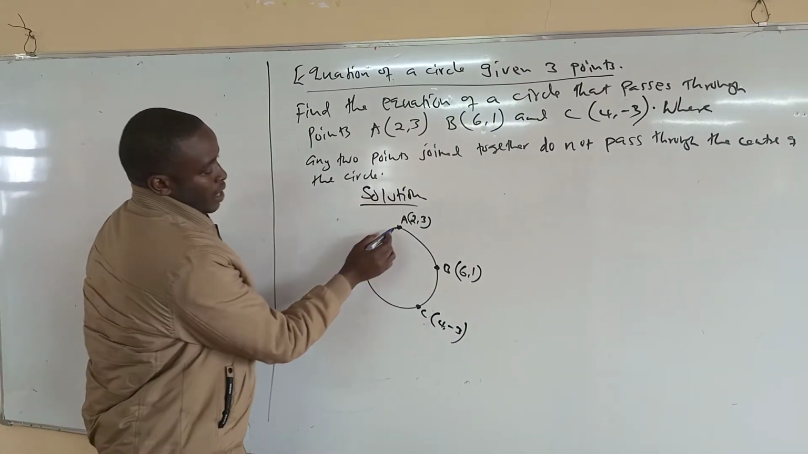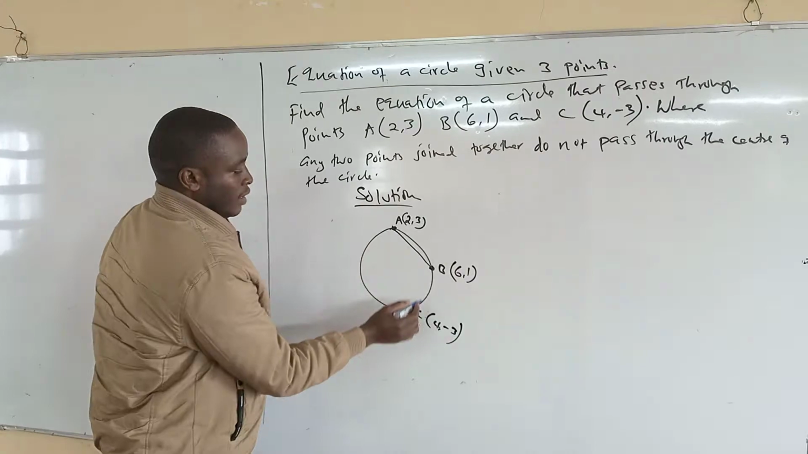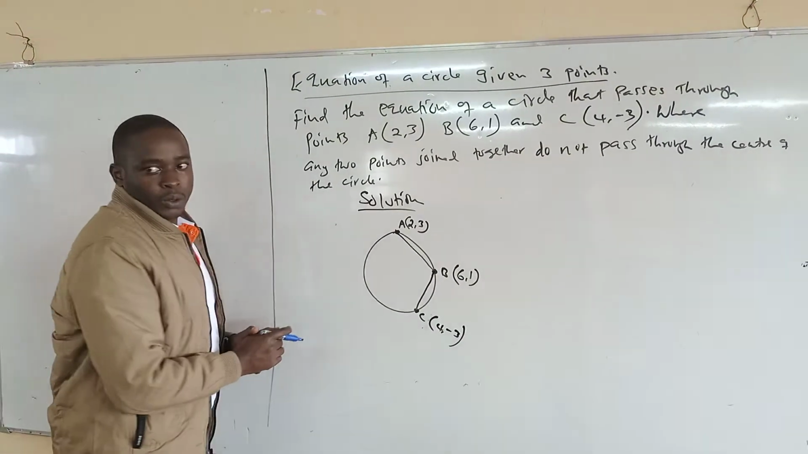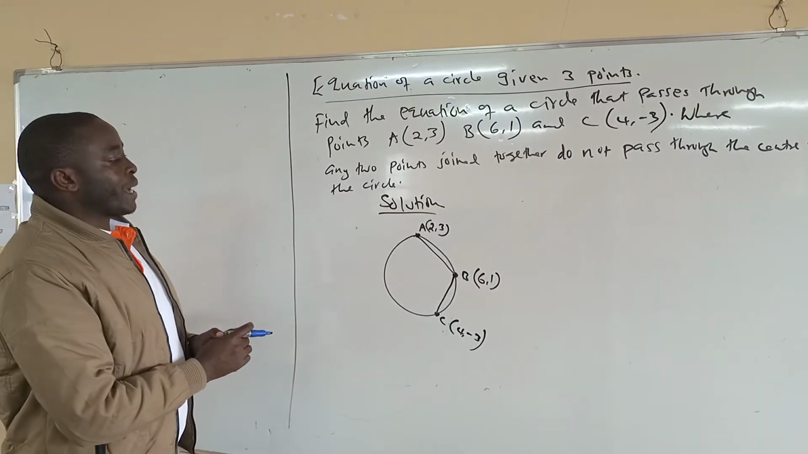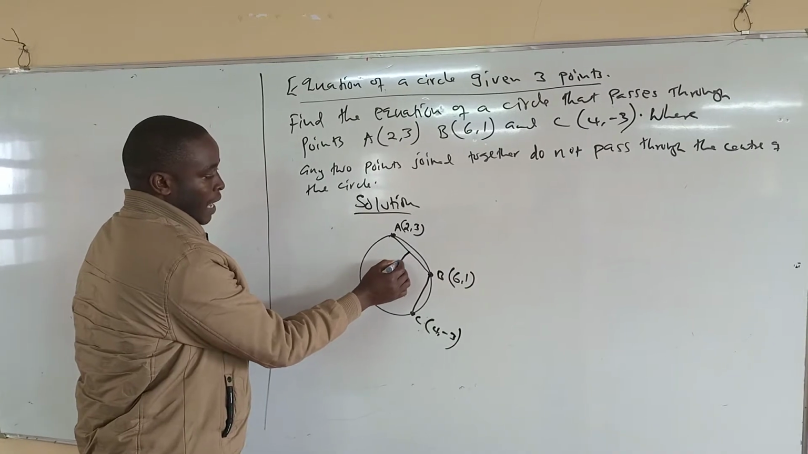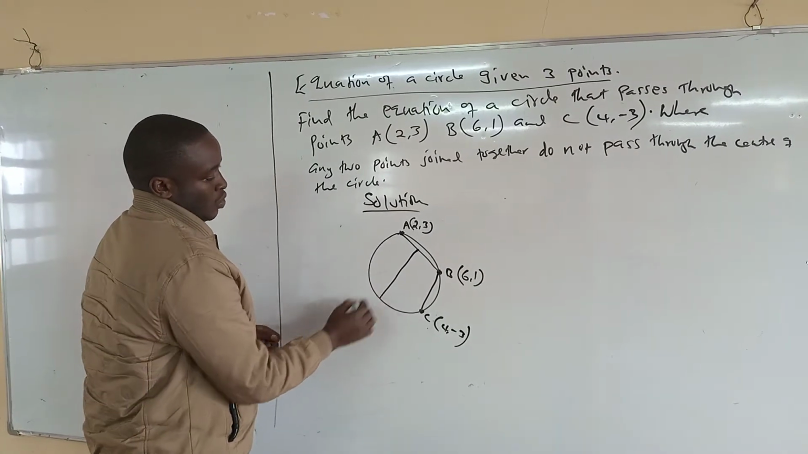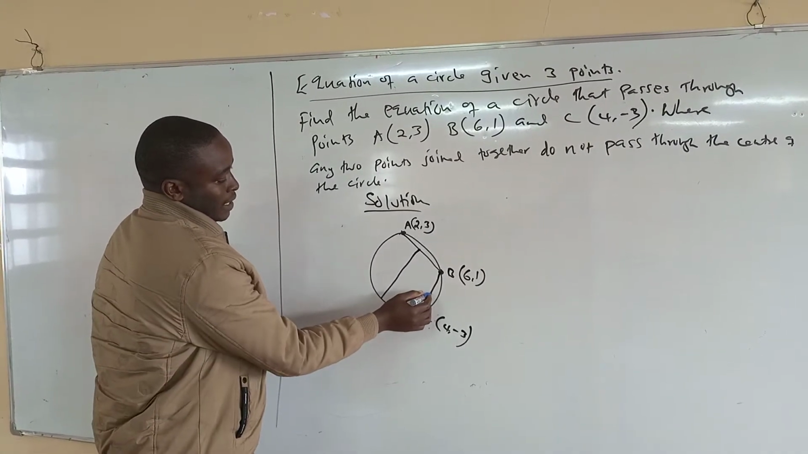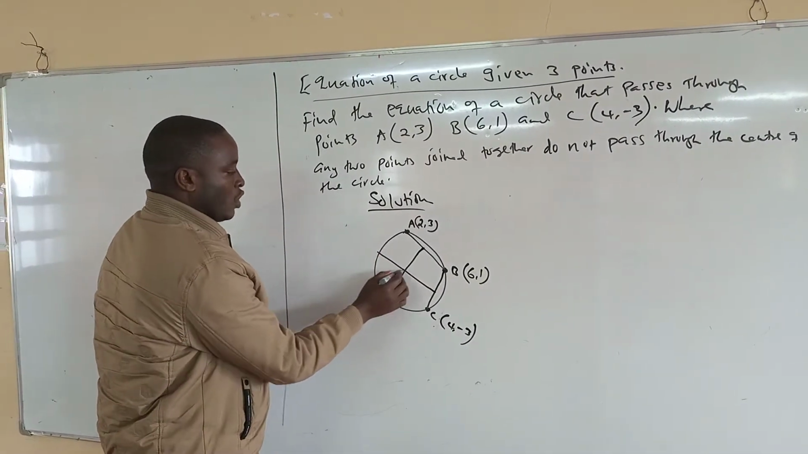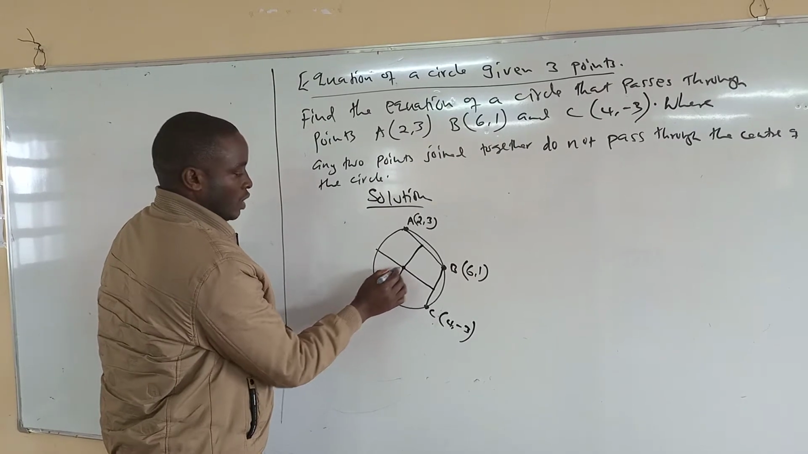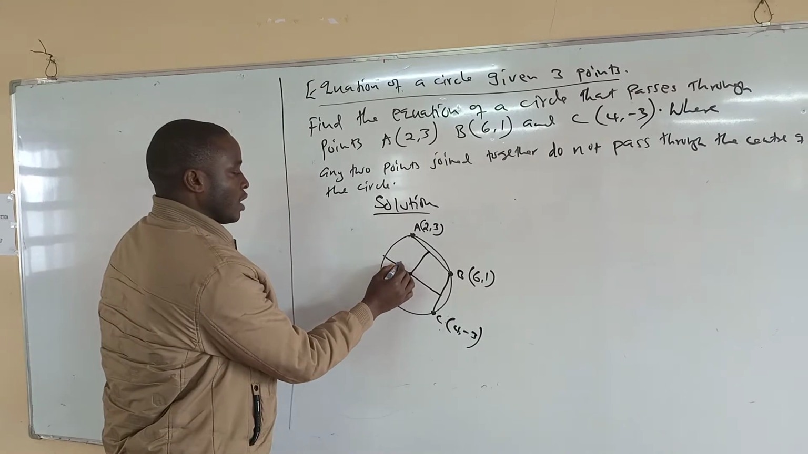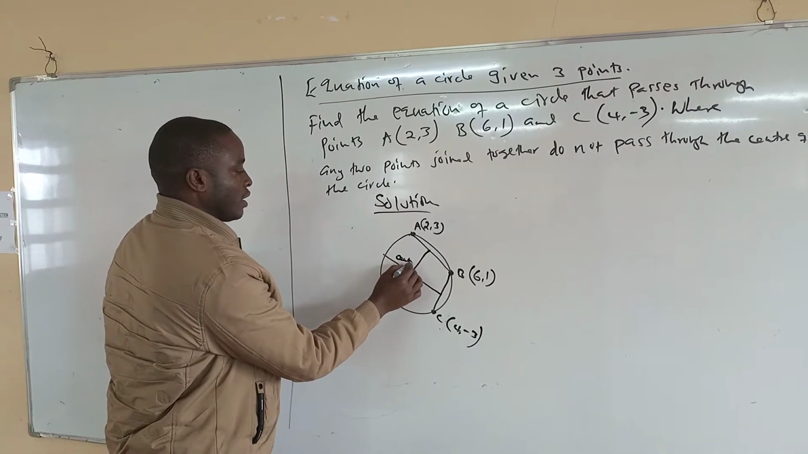So we are told that if we join any of these 2 points, we do not get the diameter. And therefore, if I join these 2 points, these are just chords of a circle. We know that when you bisect a chord of a circle, it will pass through the center of the circle. If I also bisect this other chord, it also passes through the center. So the point of intersection, when you bisect these 2 chords, gives you the center of the circle.